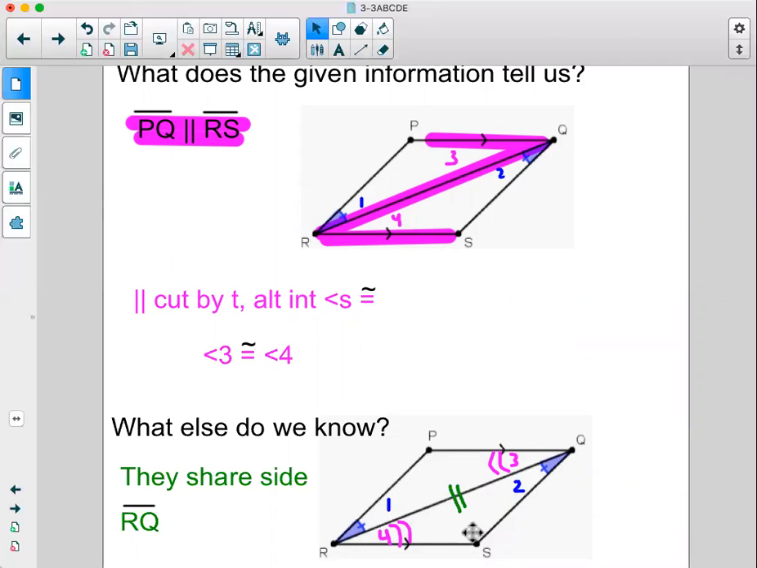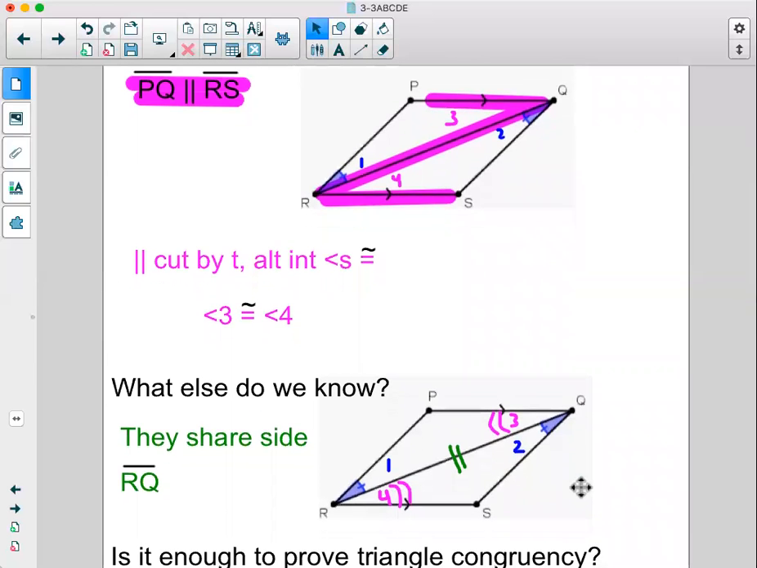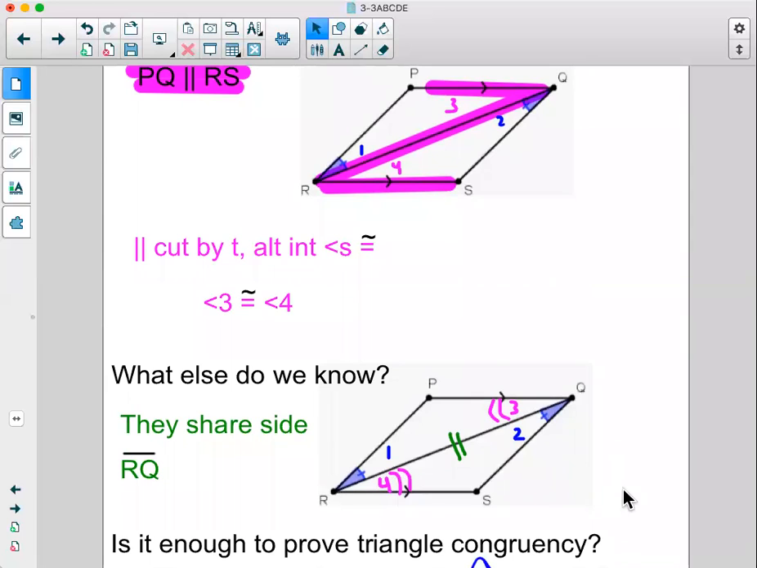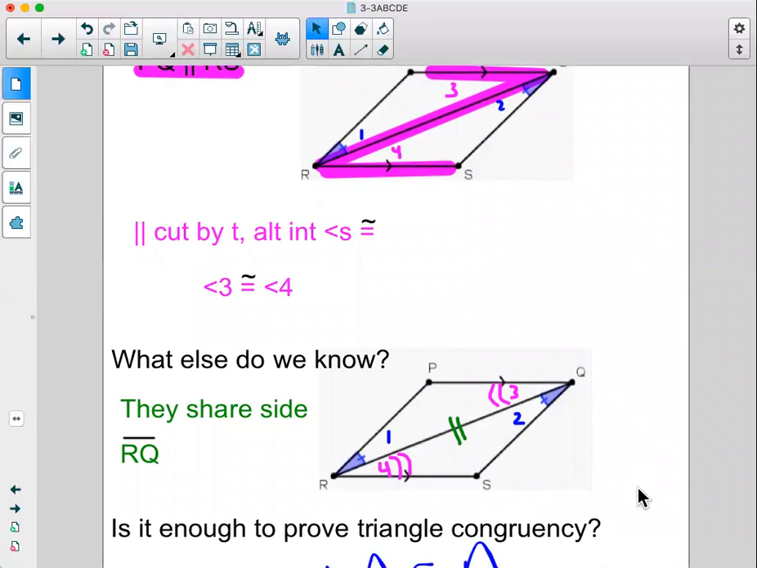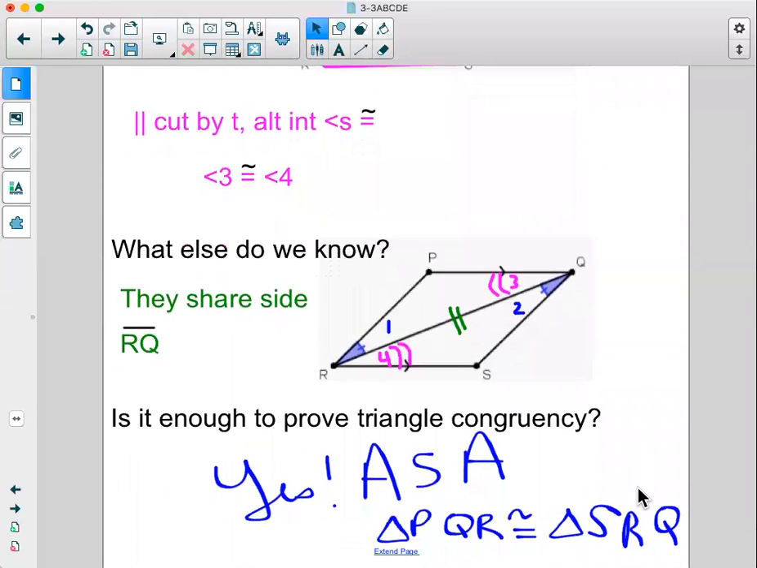And so notice in these 2 triangles, we have the blue angle, the included side, and the pink angle in this triangle. And in the other triangle, we have the blue angle, the included side, and the pink angle in this triangle. And so we can ask, is this enough to prove triangle congruency? Yes, we can use our new way, ASA, to state that those triangles are congruent.